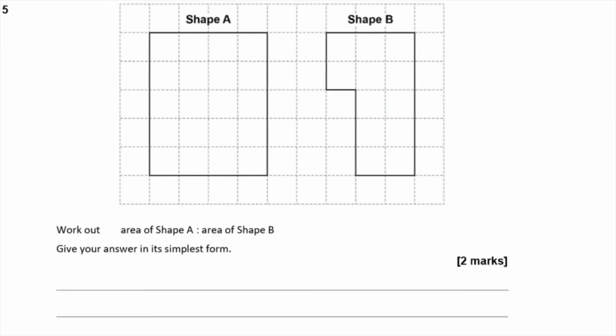Question 5, work out the area of shape A to the area of shape B. These little 2 dots mean to express it as a ratio, isn't it? So we need to find the 2 areas and then express that as a ratio in its lowest form. So you've got a choice. You can either do a bit of maths to work out the area, or you could just literally count the squares, can't you?